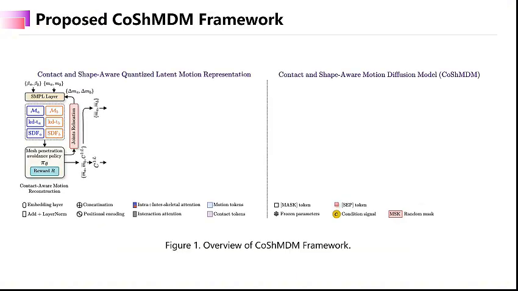This figure overviews the CoShMDM pipeline. It operates in two stages. First is the one where we learn the contact and shape-aware quantized latent motion representation. The second stage is dedicated to modeling the contact and shape-aware diffusion model.